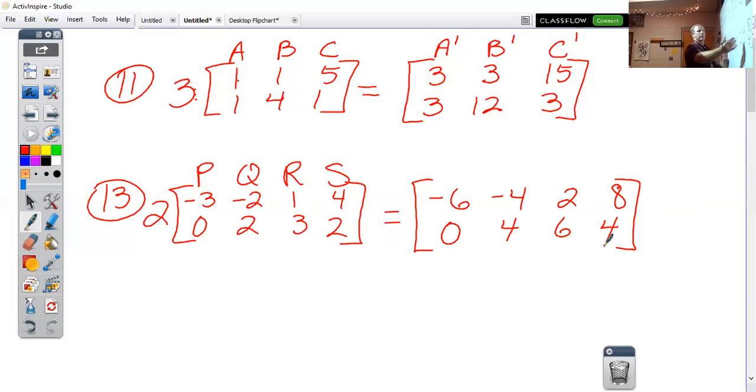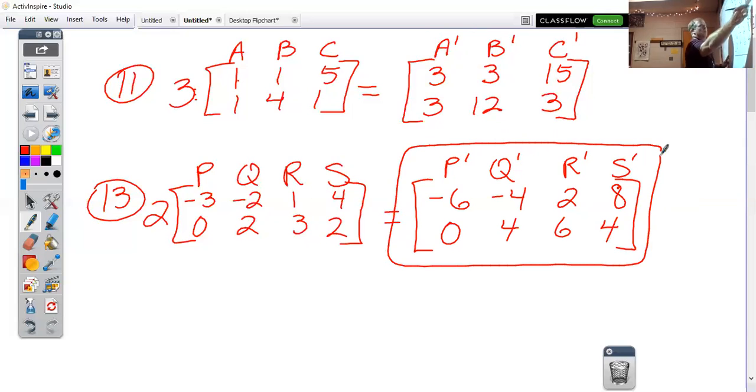And again, what would we call this? P prime, Q prime, R prime, S prime. Okay. And if they wanted, as ordered pairs, you could put P prime is -6, 0, and you could label the points. Any questions?